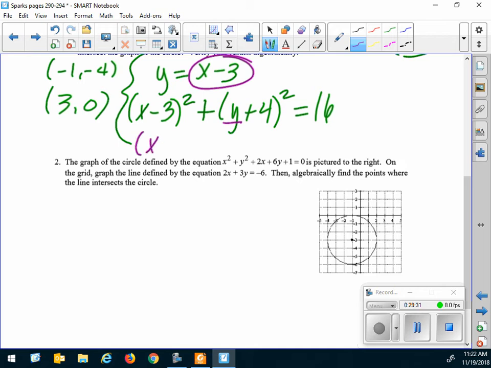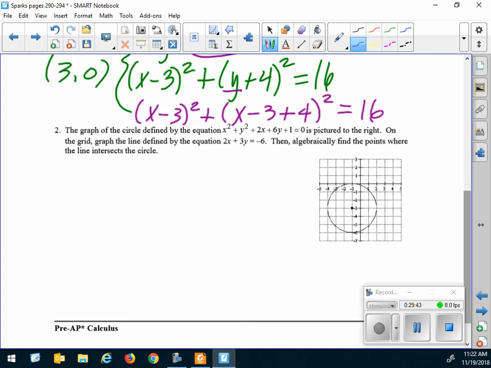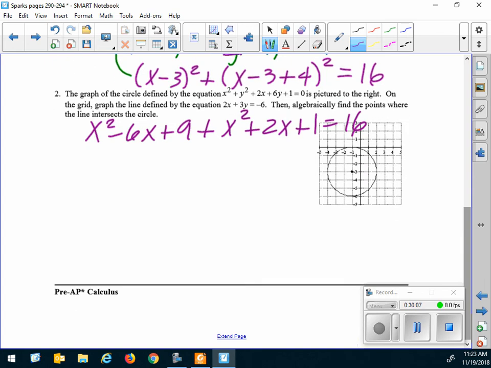See what we get. X minus 3 quantity squared plus, see what that gives us. That's just x plus 1 quantity squared. Did I make any mistakes? Don't think so. All right. Ready? What have we got?